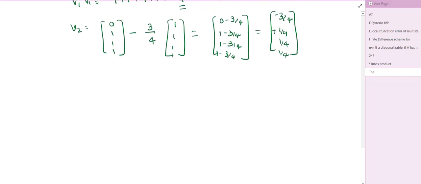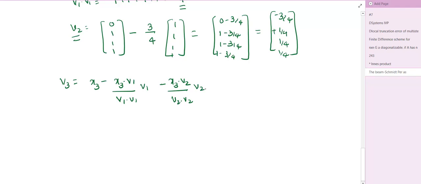Since we have 3 vectors, we need to calculate v3 also. So v3 is x3 minus x3 dot v1 upon v1 dot v1 into v1, minus x3 dot v2 upon v2 dot v2 into v2. We have got v2 and now we are getting the v3. So this is what the v3 is.